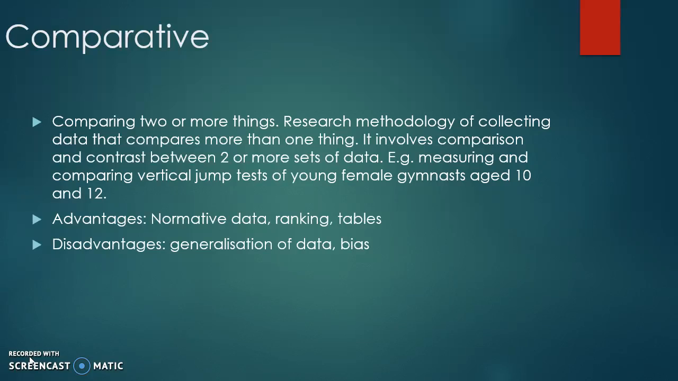A disadvantage of this would be generalization of data. So you could say you're looking for the mean. You could have like 2 or 3 10-year-olds that jump really high, but then the rest of them jump average or below average. So then when you're looking at the mean, it wouldn't be fair to those people that jumped really high, because obviously it would show their results as being lower.